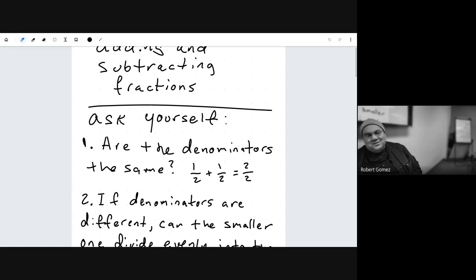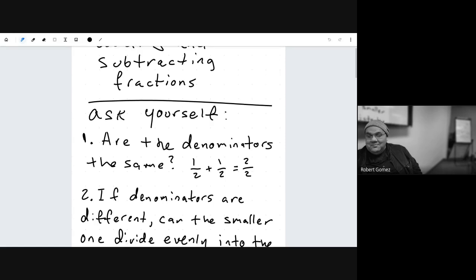Now, we could take this a step further. 2/2 is also equal to what? It's also equal to 1, right? We learned that when the numerator and the denominator are the same, they equal 1.